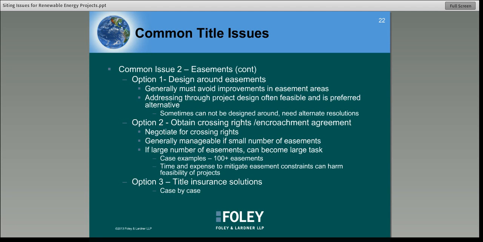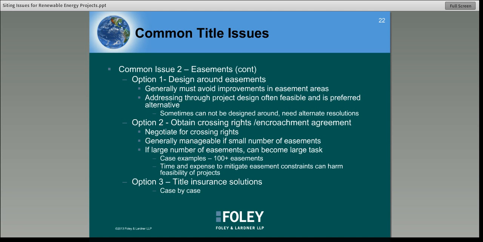And if you only have a small number of easements, that generally is manageable. If you have a very large number of easements held by a number of parties, this can become a really big task. We've seen deals where there's 100, 200 easements, and it's just a very long process to approach all these people and get these kind of agreements signed up. So in that kind of scenario, that time and expense can really cause a large delay.